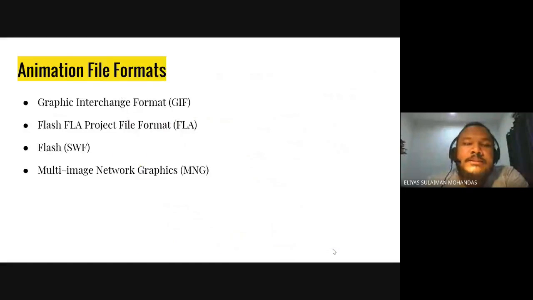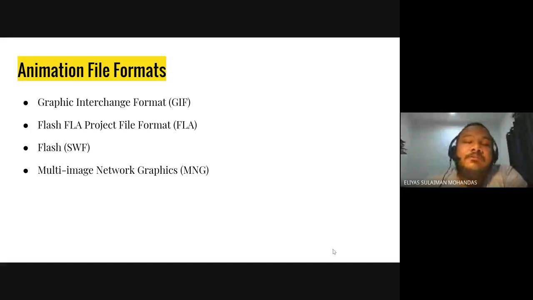So animation file formats can be in the form of Graphic Interchange Format. I looked up how to pronounce the word GIF. Some of us know there was an argument about this on The Big Bang Theory, the TV series, the sitcom. Some of the characters argued whether to pronounce it as GIF or GIF, so they went around and asked. Some people say that because graphic is with a hard G, we pronounce this as GIF. But a lot of people pronounce this the other way. So when I looked it up in the dictionary, both pronunciations are accepted because this is a new terminology in technology.